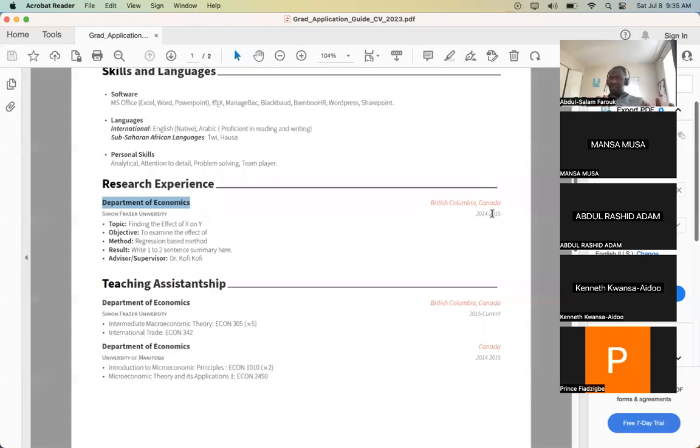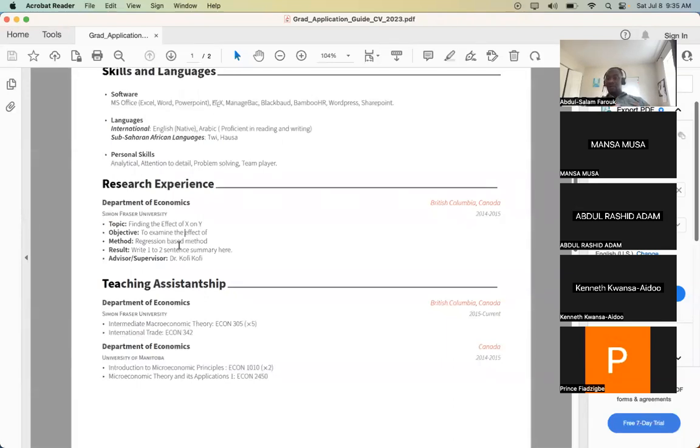As I mentioned, these are pretty much standard. You let them know the location and so on. Then the topic. You might be interested in studying the effects of this on that, so just state the topic, very brief. Then the objective of that particular study, mention it as briefly as you can. Then what method did you implement? Is it a regression-based model? Is it a focus group? Are you going to get primary data from somewhere? You can just mention that as briefly as you can.